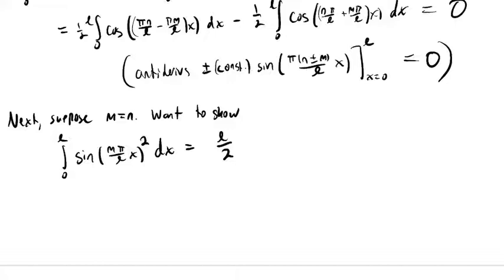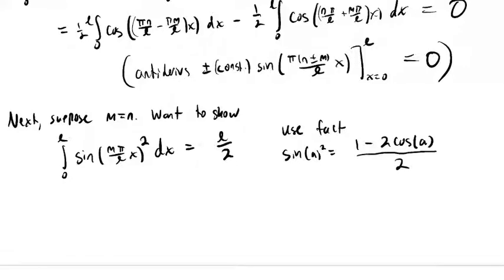To prove this, we'll use something that you've probably seen in an introduction to calculus class for calculating integrals of trig functions. We'll use the fact that sine squared of a can be written as 1 minus the cosine of 2a, or sorry, of just a, divided by 2. We're going to plug this into the integral. Again, this is a trig identity which you may not remember why it is true. We'll see an easy way to prove it later on in the semester.